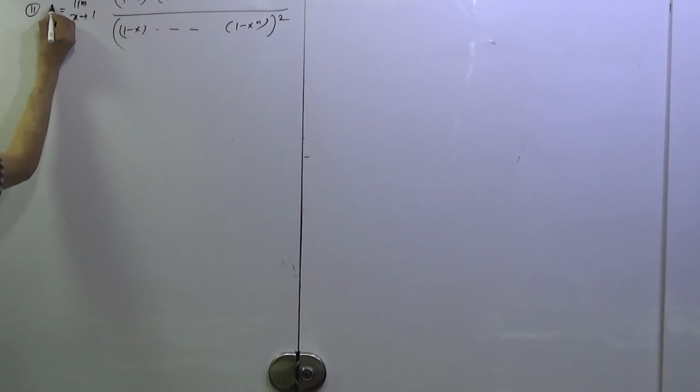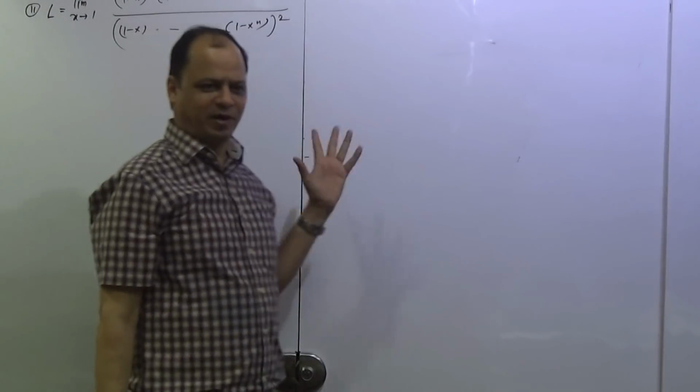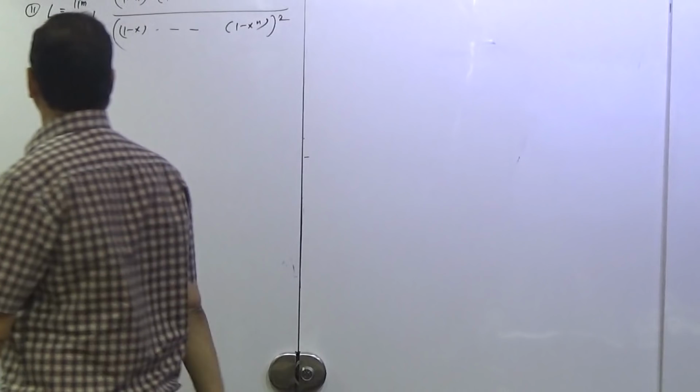Let this limit be L, and he is asking what is the value of L. Yes sir. The rest of the problems A, B, C, D are problems of the binomial theorem, which are very easy problems. Let us solve this limit first.